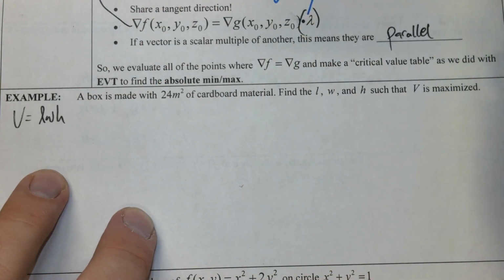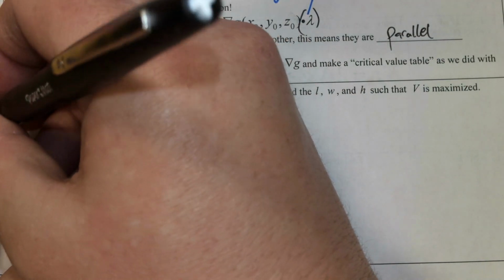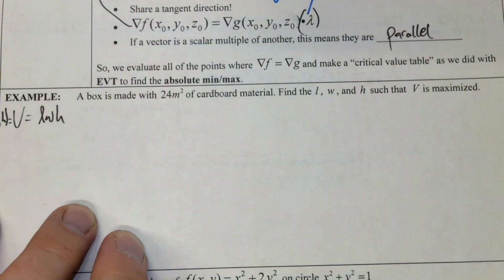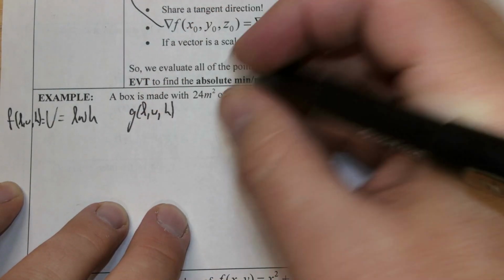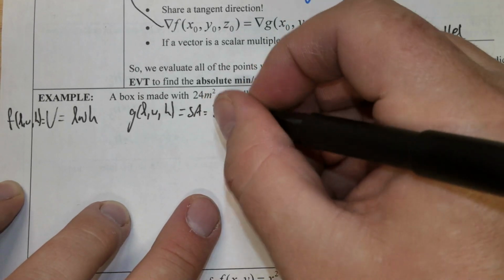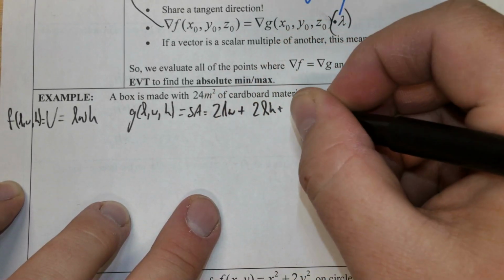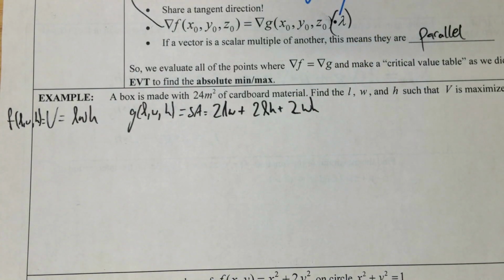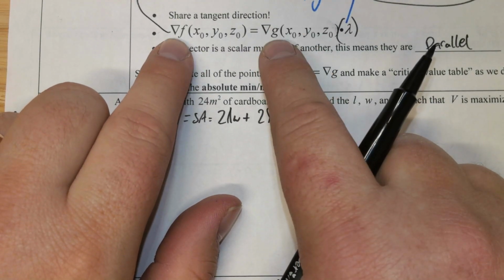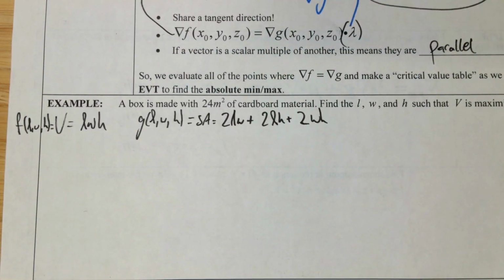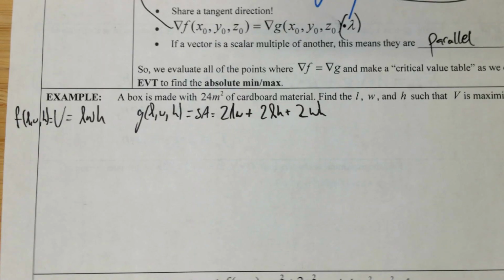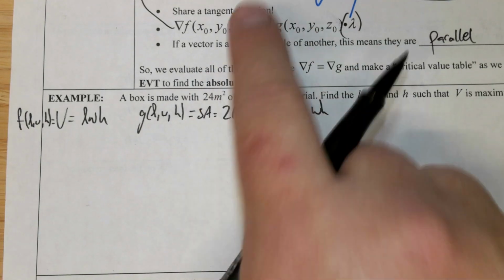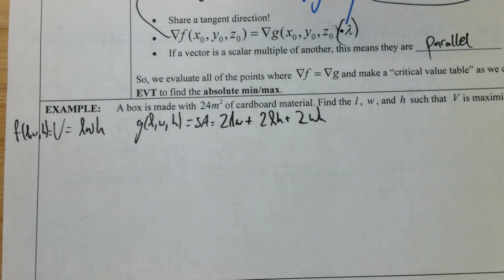Okay, over here, I could call this f of length, width, height. I'm going to call my second function g of length, width, height. That's equal to the surface area. That's equal to 2 length width plus 2 length height plus 2 width height. And so what this is saying is, hey, these partial derivatives should be equal to each other. Remember, when I do the gradient, the partial derivative with respect to x is completely independent of y and z. That's why it's a partial.